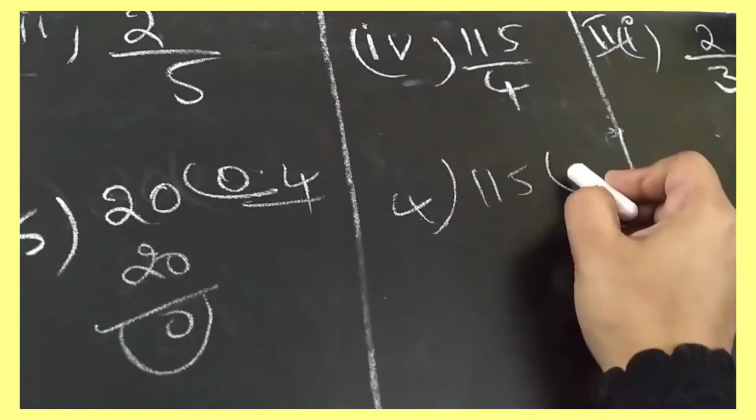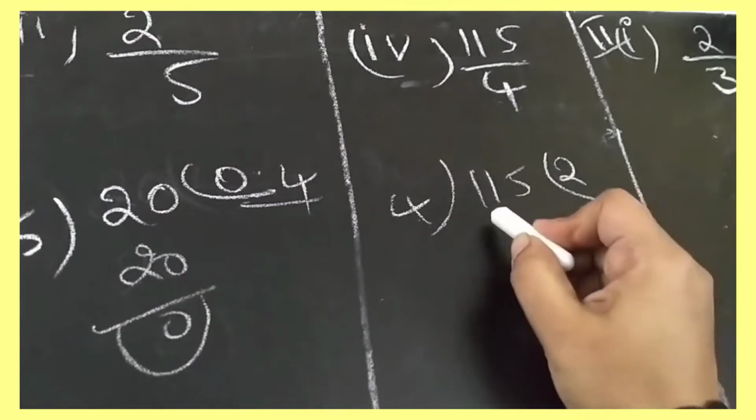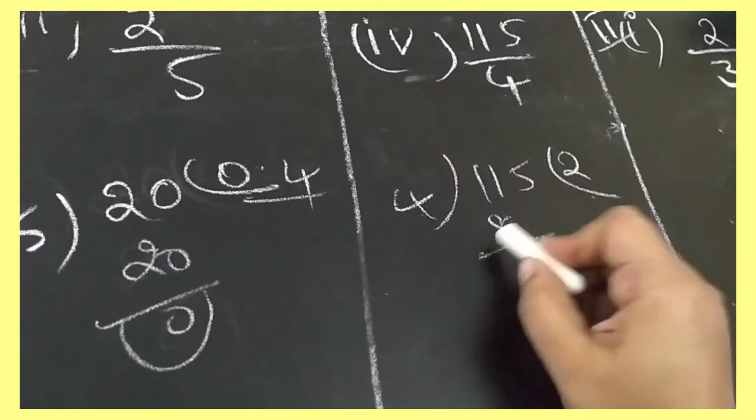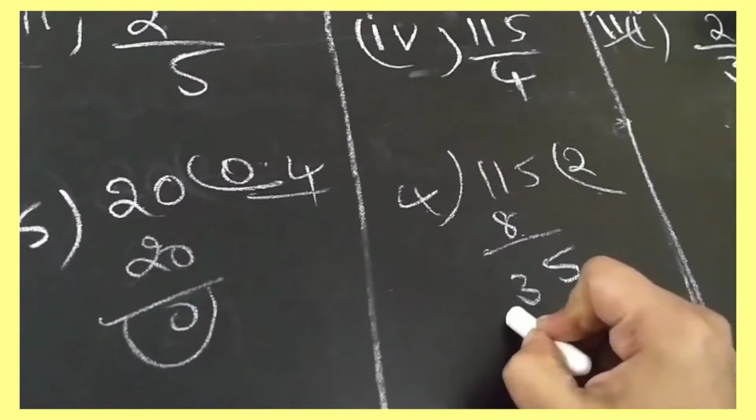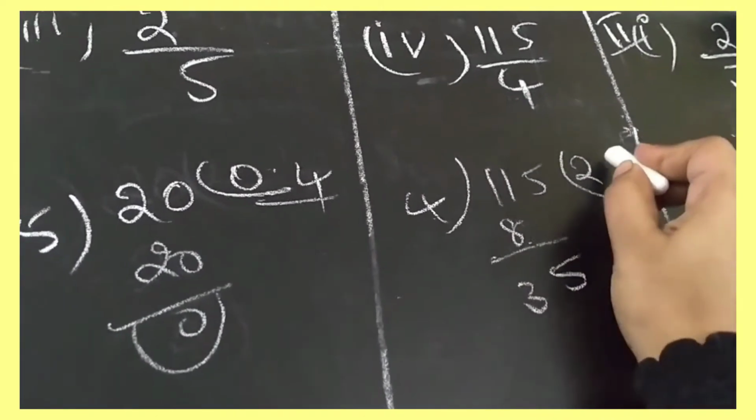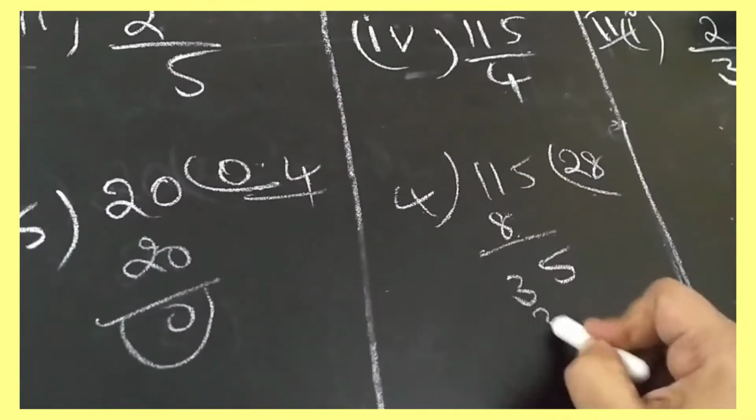Okay, 4 2s are 8, we can take. 4 3s are 12, we can't take now. So 4 2s are 8, I'm taking here. Now 8, 9, 10, 11, it is 3, 35. 35 means 4 7s are 28, 4 8s are 32. We can take 4 8s are 32.